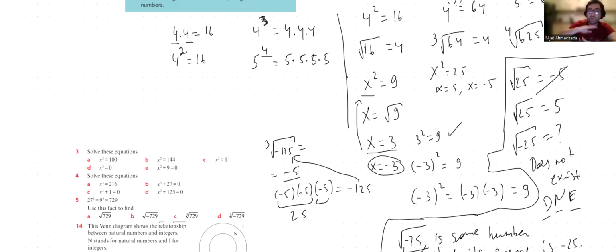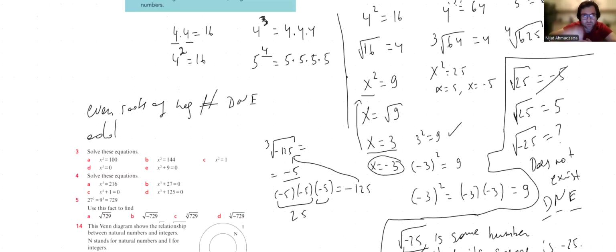So for cube roots, we don't have a problem. For even roots, we do have a problem. Odd roots, no problem. Even roots, we have a problem. So even roots of negative numbers do not exist. Odd roots means the third root, fifth root, seventh root, ninth root. Odd roots are okay.